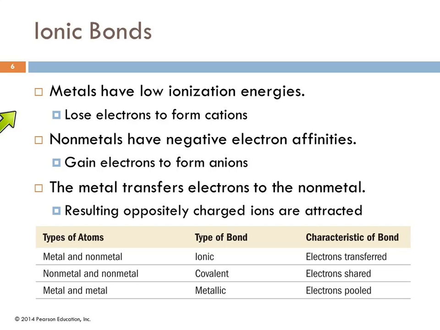So ionic bonds, this is one type of bond. Metals have low ionization energies. We've looked at periodic trends, and we see that the metals have lower ionization energies than the nonmetals do. So they will tend to lose electrons to form cations. Nonmetals have negative electron affinities. That means that they like to gain electrons, and so they form anions.